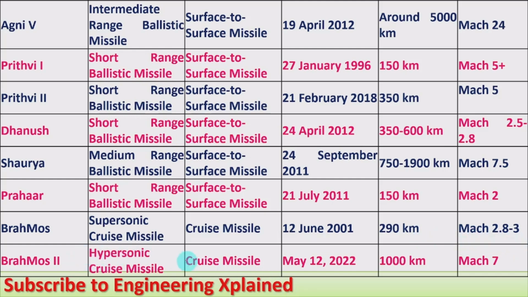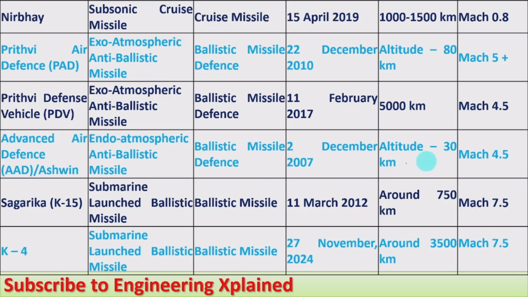BrahMos 2, hypersonic cruise missile. It is a cruise missile. May 12, 2022 it is launched. Its range is 1000 kilometer. The speed is Mach 7.